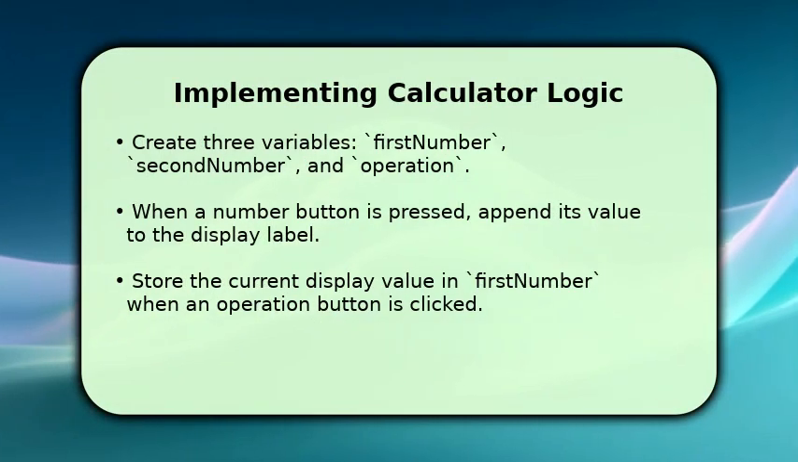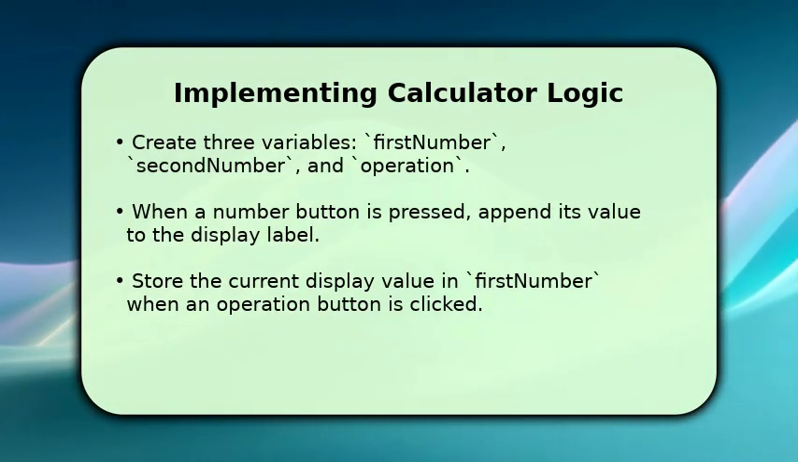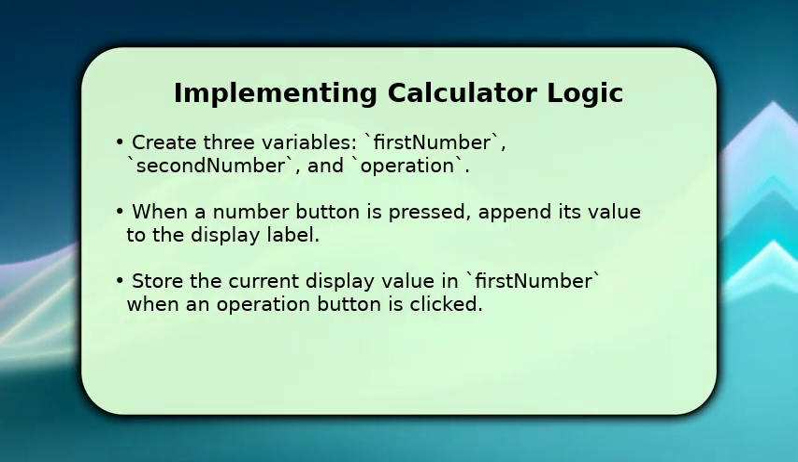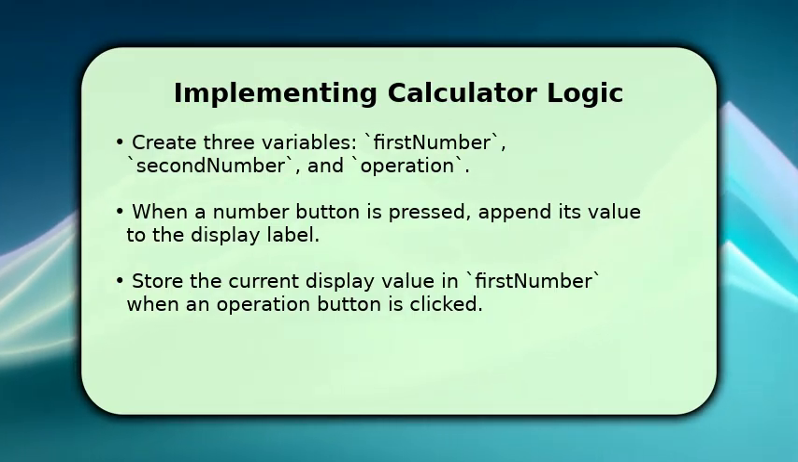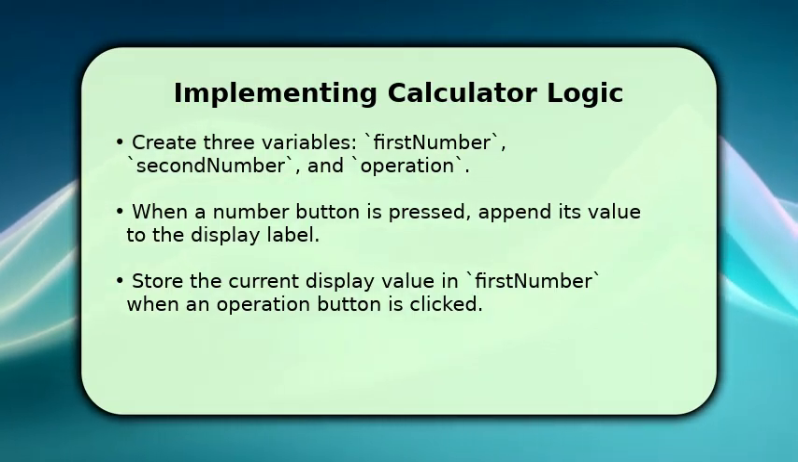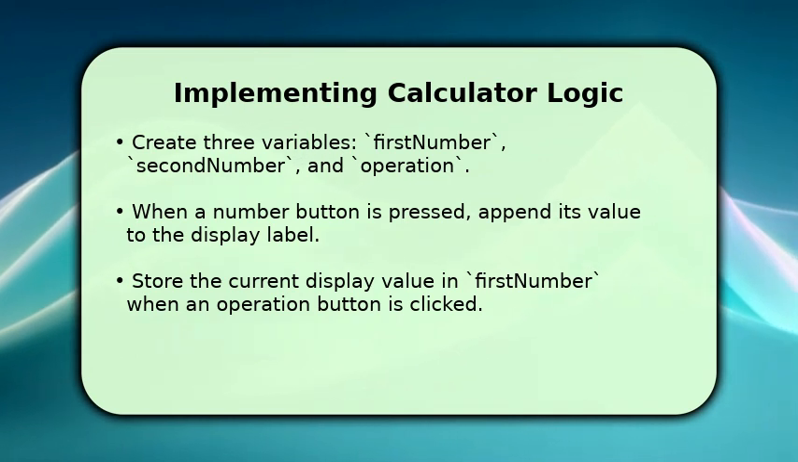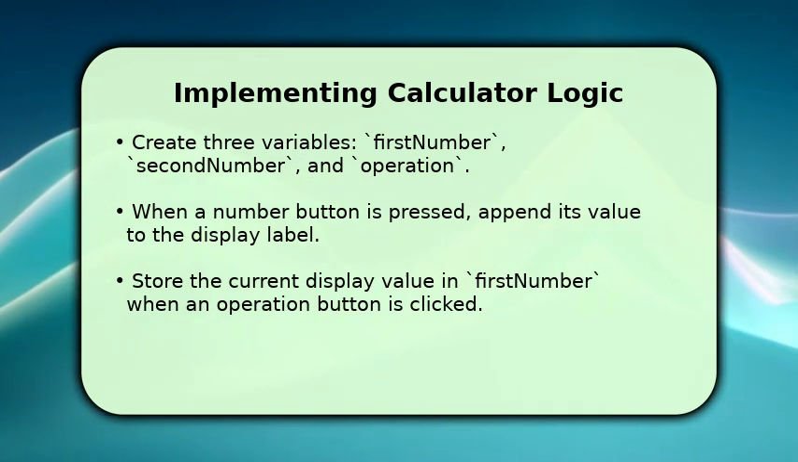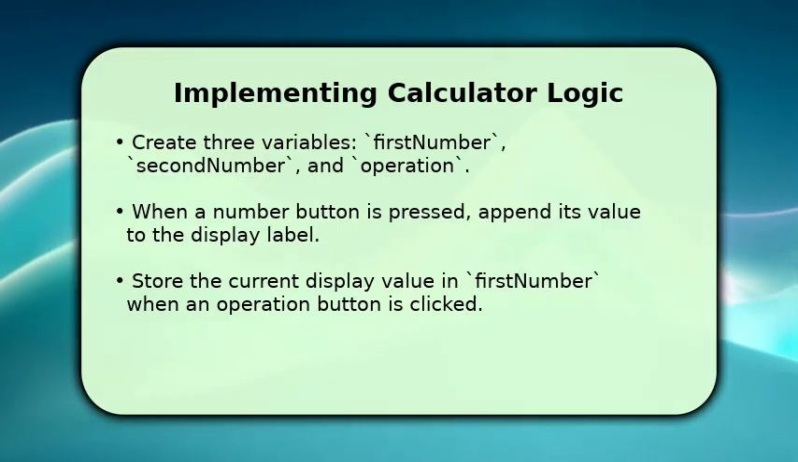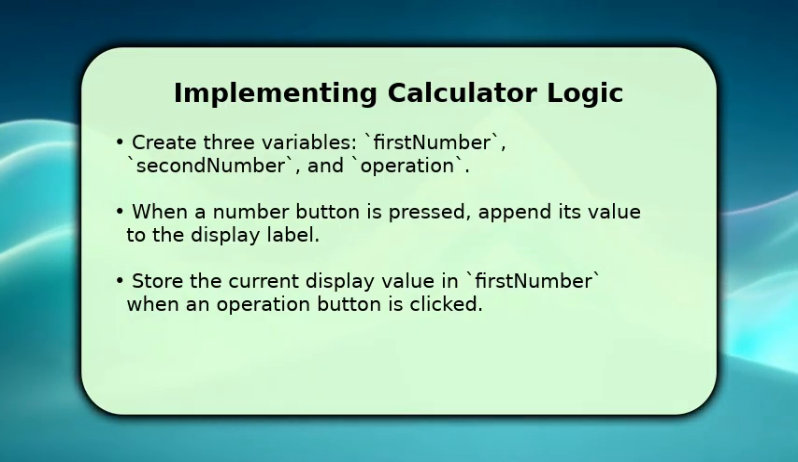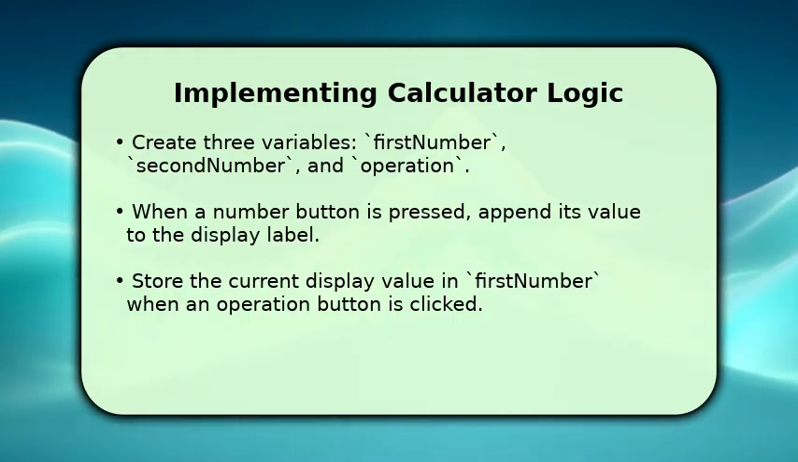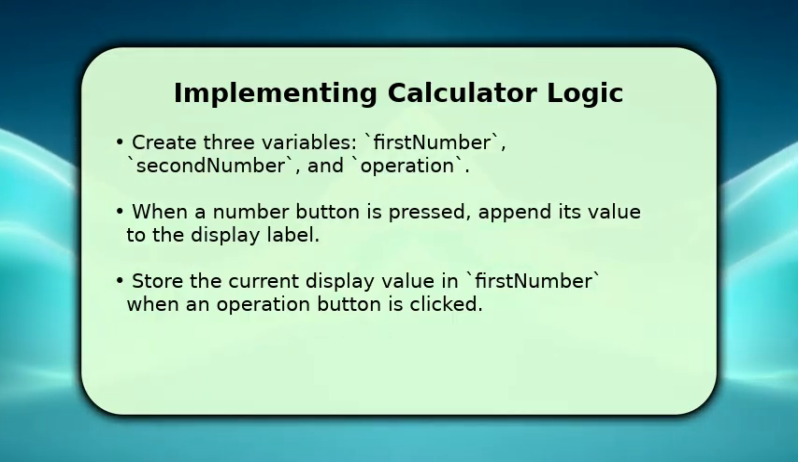Next, we'll dive into the logic using Thunkable blocks. You'll need 3 variables: one for the first number, one for the second number, and one to store the chosen operation. When a number button is pressed, simply add its digit to the display label. When an operation button is clicked, save the current display value as your first number. Finally, the equals button will execute the calculation.